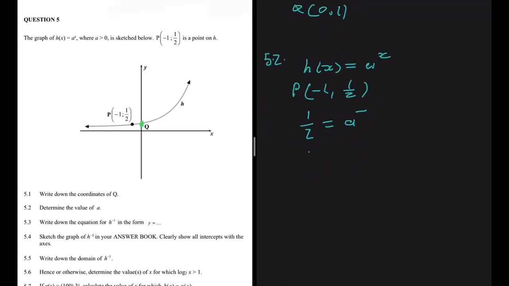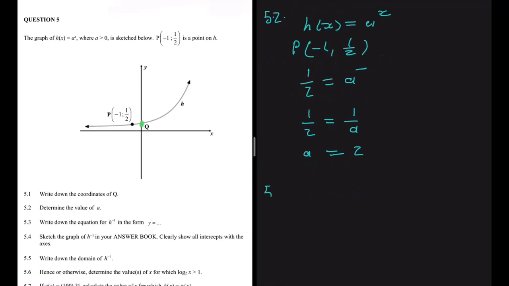So we're going to end up with a half being equal to 1 divided by a. It's easy to see now that if these two things are equal, then a must be equal to 2, right? You can just cross multiply, and you will see immediately that a is equal to 2.